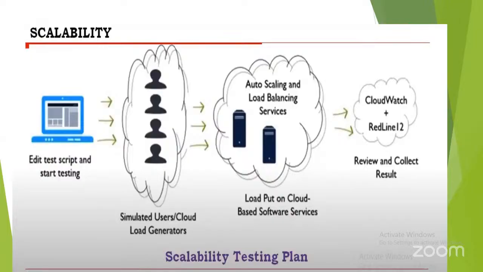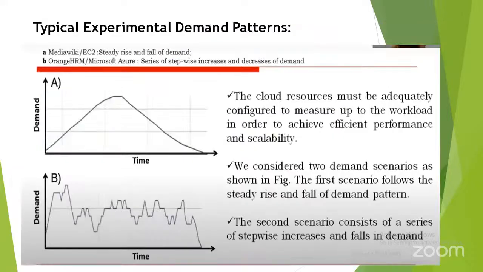On time, automatically, it should get two more servers from others and allocate them for the four users. That is scalable. Next one, typical experimental demand patterns.